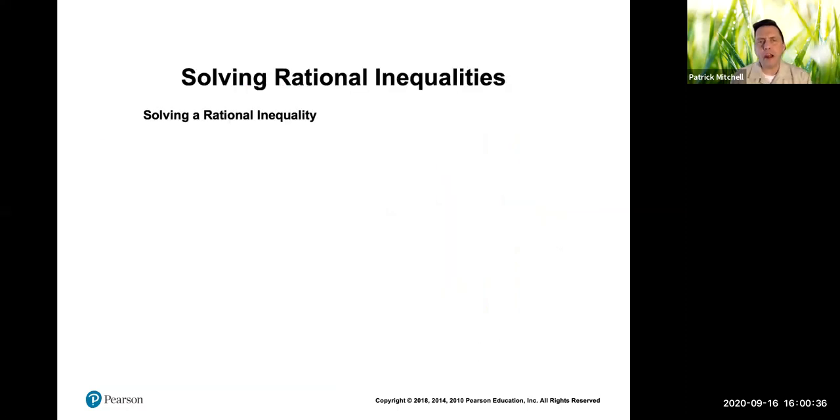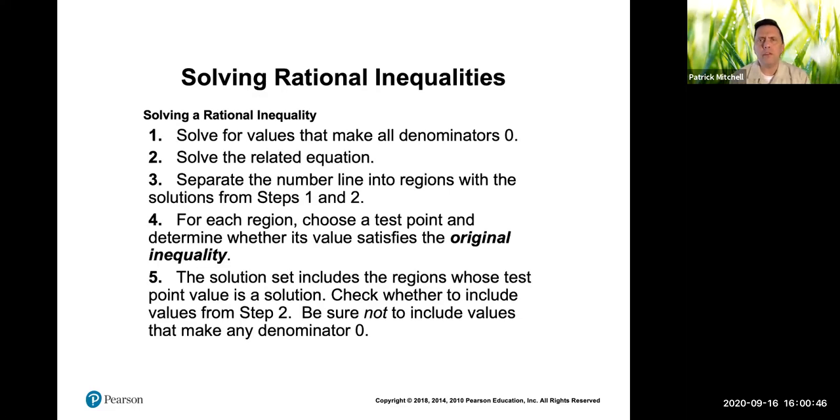All right, now I wasn't crazy about the way the PowerPoint from the publisher explained this, so I decided to bring in something of my own, sort of. All right, so these are the steps that I like to follow when I'm solving rational inequalities. Again, it's very similar to what you saw for solving polynomial inequalities. Just notice there is a new step 1. So the first step is to solve for values that make all denominators 0. So any number that makes a denominator 0 is automatically a boundary point.